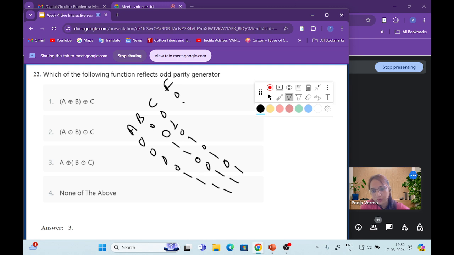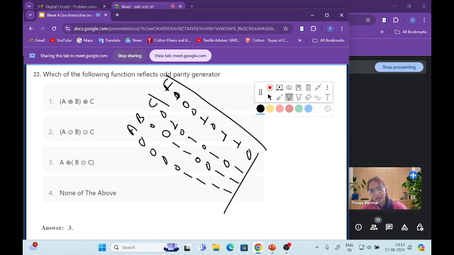So if ones are odd, then the output will be 0. Sorry, here it is 1, there are no ones. When the ones are odd, then the output will be 0. Here it is also 0. Here 2 ones are there, so it will be 1. Here it is also 0. Here it is 1, 1. Here it is 0. Okay.